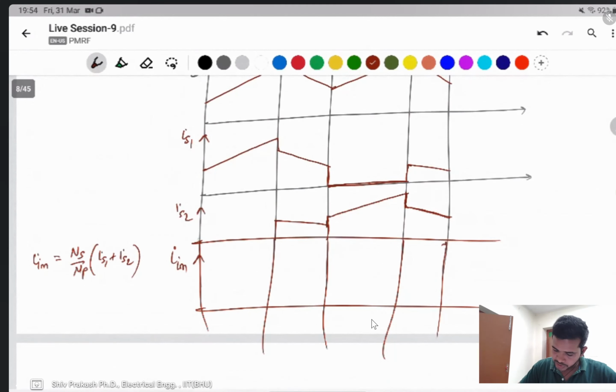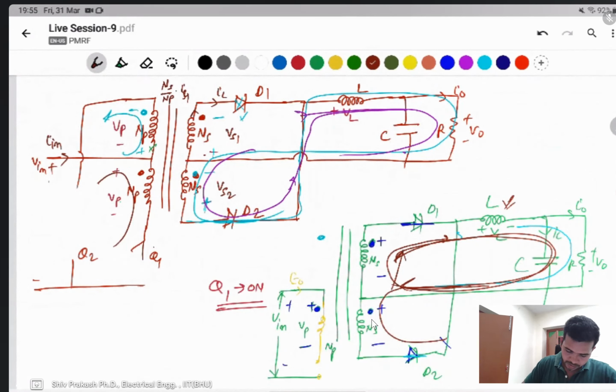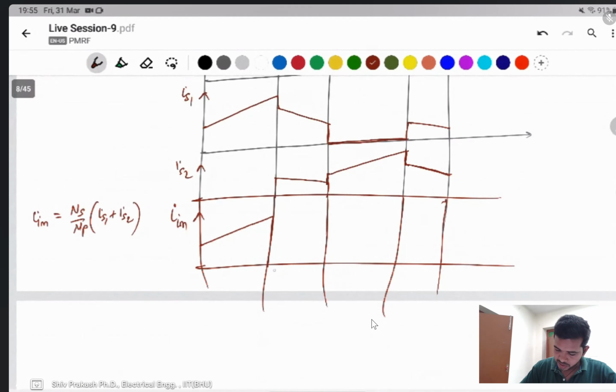In this condition IS2 is 0, then the same current IS1 flows here. And when both switches are open, at that time IN will be 0 because there is no current flow in the primary winding. The whole current flows through this one and this one, but in the primary side the current will be 0. This condition is primary current 0.